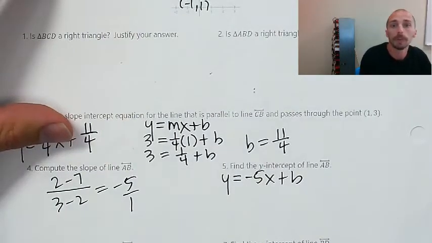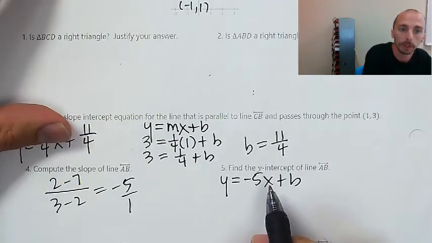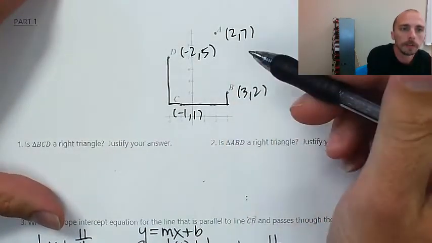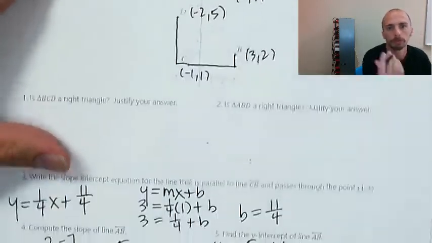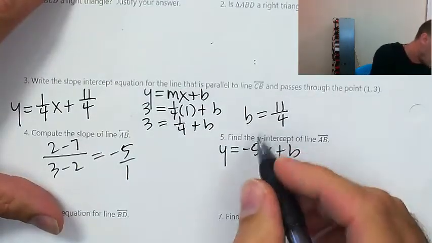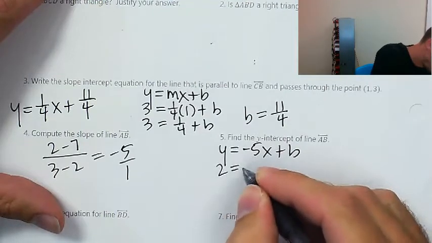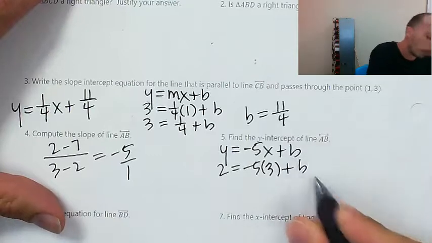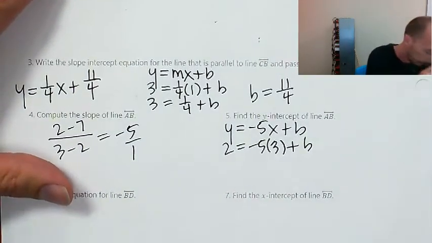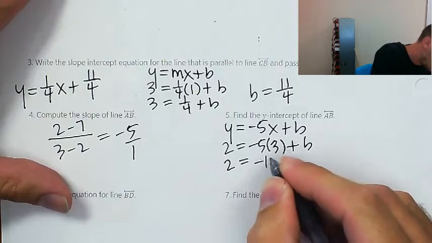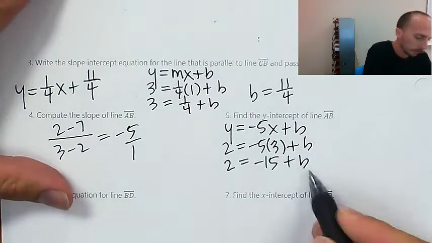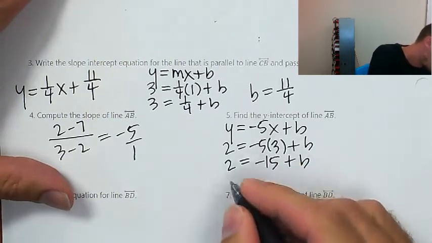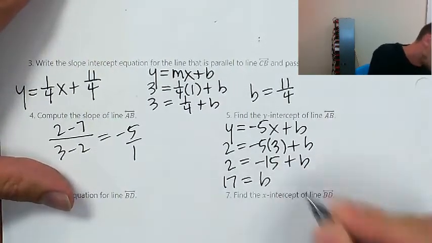Right? So all we need now is a point that we know is on line AB that we can plug in for x and y to find that value of b. And so I'm going to just choose (3, 2), looks like smaller numbers. So x is 3, y is 2. So 2 equals -5 times 3, plus b, the y-intercept we're going to solve for. And 2 equals -15 plus b. I can solve for b by adding 15 to both sides of this equation. And so 2 plus 15 is 17, and that's equal to b.